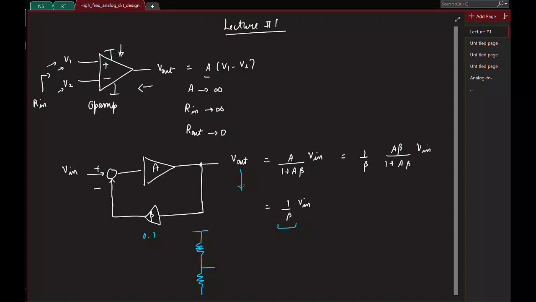So the main function of op-amps is to be used in these kinds of negative feedback loops, right? The portion I have encircled is basically the op-amp. It takes the difference between two voltages and amplifies it by an infinite gain, and that's where you use infinite gain. Else it's not really useful.